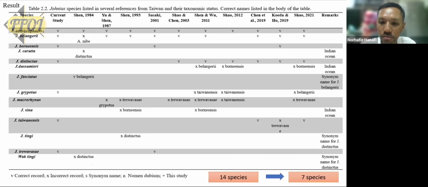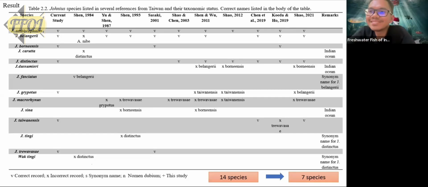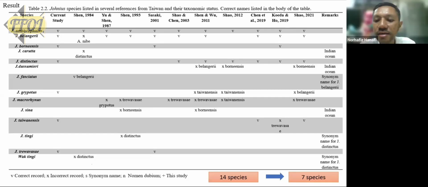But after I validated and corrected it, I checked, it was crazy. I found that only 7 are valid. You see, from 14 to only 7. So you see, this is very important. You have to use the references. Seriously, even in Taiwan there are issues.